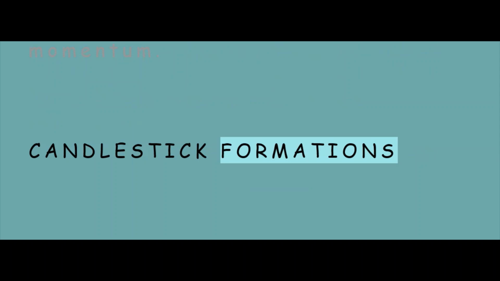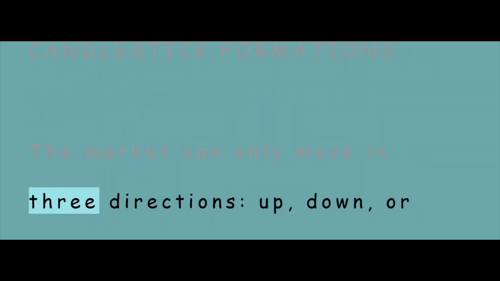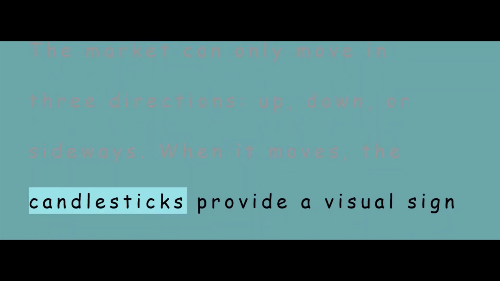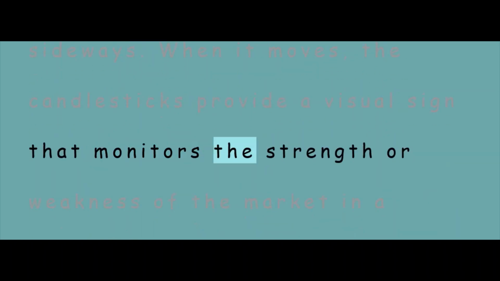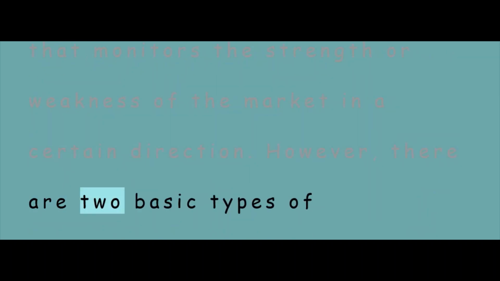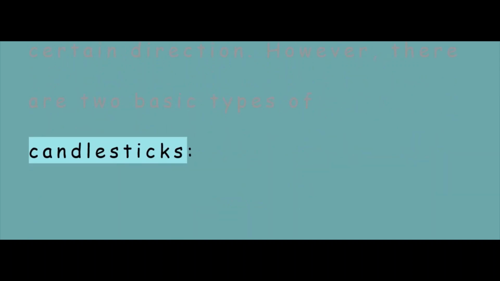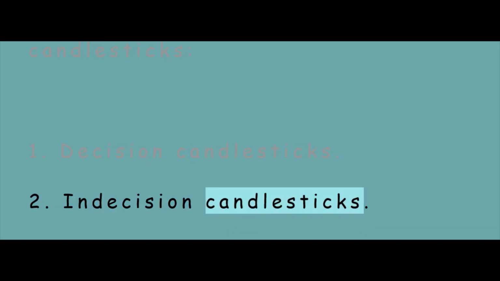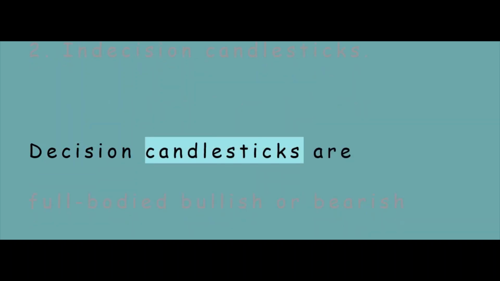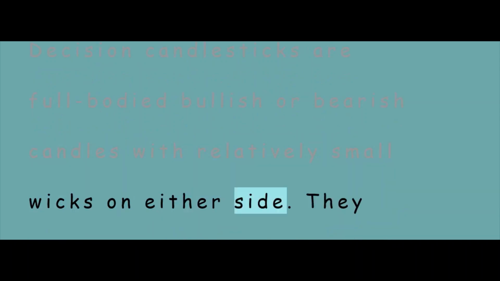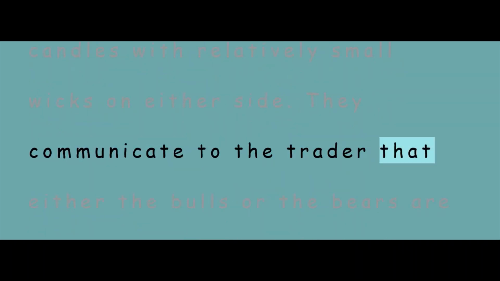Candlestick formations. The market can only move in three directions: up, down, or sideways. When it moves, the candlesticks provide a visual sign that monitors the strength or weakness of the market in a certain direction. However, there are two basic types of candlesticks. 1. Decision candlesticks. 2. Indecision candlesticks. Decision candlesticks are full-bodied bullish or bearish candles with relatively small wicks on either side. They communicate to the trader that either the bulls or the bears are in control.